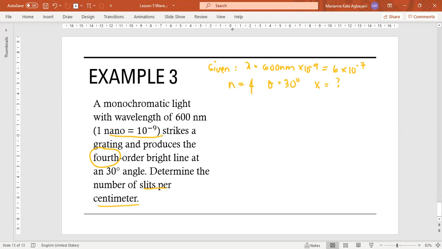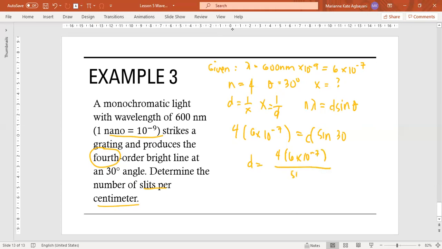Now, take note na if ang d nato is 1 over x, so ang x nato is 1 over d. So x is equal to 1 over d. So our formula, that is n times lambda is equal to d sine theta. So let's substitute our given. n is 4, wavelength is 6 times 10 to the negative 7. We have here our d, that is a known d. Then we have sine, atong theta is 30. So we have d is equal to 4 times 6 times 10 to the negative 7 over sine 30.